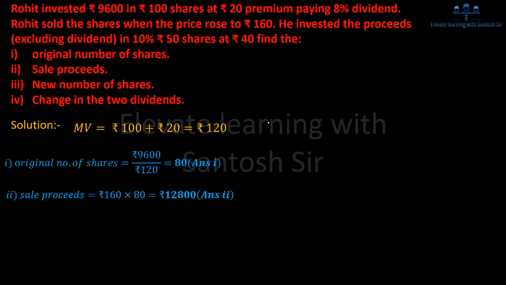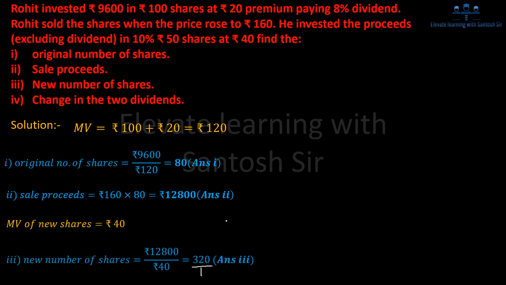Now let's see about the second share. Let's start from here. He invested the proceeds in 10%, meaning this is the rate of dividend, rupees 50 shares, that is the face value, at rupees 40, which is the market value. So the market value of shares is rupees 40 and he has rupees 12,800 to invest. How many shares of the second type will he get? So the market value of new shares is rupees 40. The new number of shares will be 320. So we have this new number of shares.